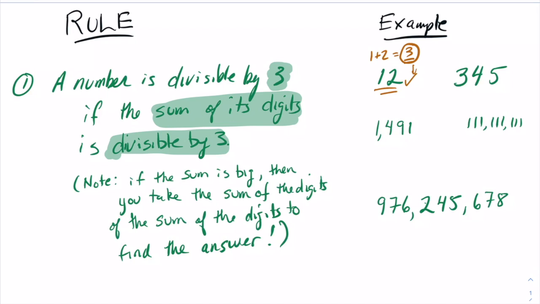Okay, let's look at some bigger numbers. Well, 345, is that divisible by 3? Well, it's hard to just look at it and know, so what we can do is use our trick. 3 plus 4 plus 5 equals 12. And we know that 12 is divisible by 3, so 345 is divisible by 3.